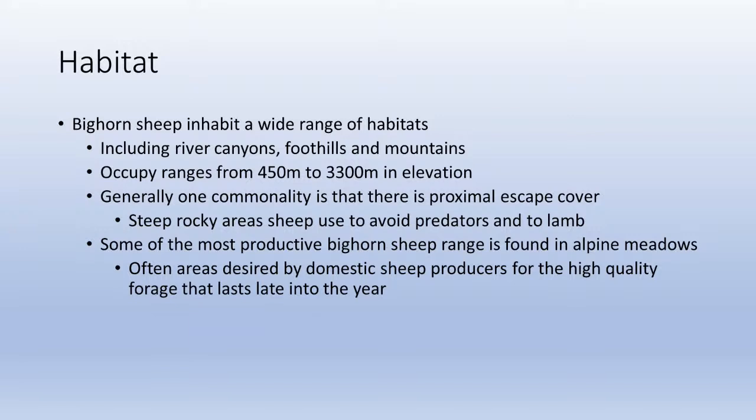But one of the common aspects of the places that they live is that there usually has to be steep, rocky areas. This is what they use to escape from predators, but also to have their young. It's a protected place, and they're amazing at being able to negotiate and navigate these rocky regions. Some of the most productive bighorn sheep habitat is actually these high elevation alpine meadows. The reason they like them is that the forage quality is high and it's really good forage for much of the year. And that's where we get into the problems that we run into with domestic sheep. So this is really a story about two different sheep species, wild sheep and domestic sheep.